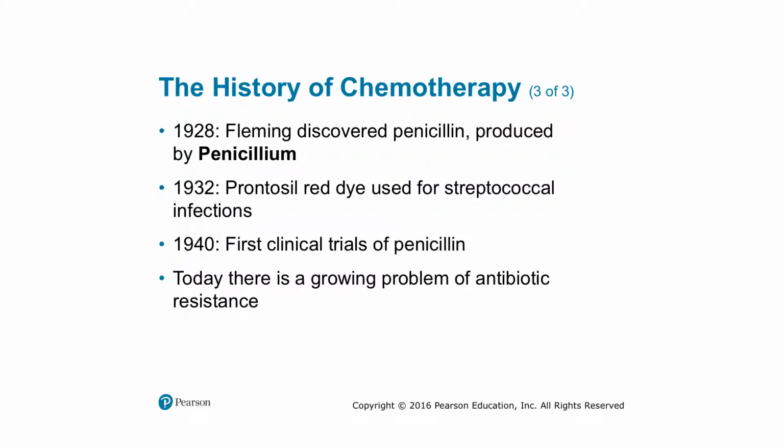Going back to the history, Alexander Fleming discovered penicillin, and it was produced by the mold Penicillium in 1928. In 1932, Prontosil red dye was used for streptococcal infections. In 1940, we had the first clinical trials of penicillin, and today there's a growing problem of antibiotic resistance.